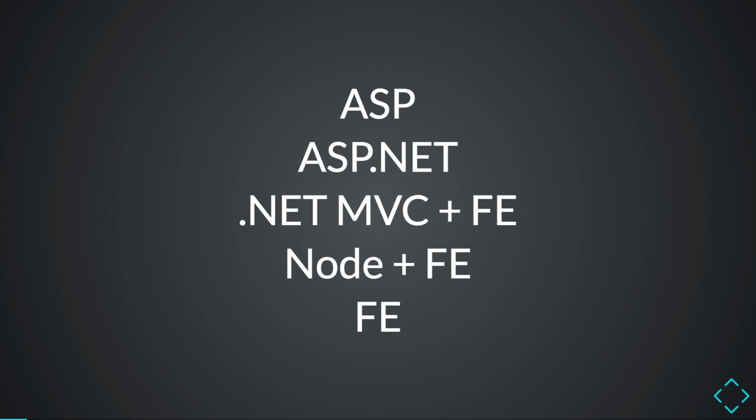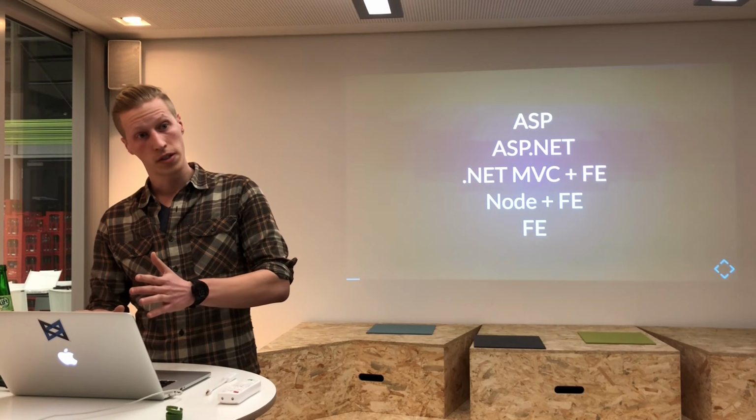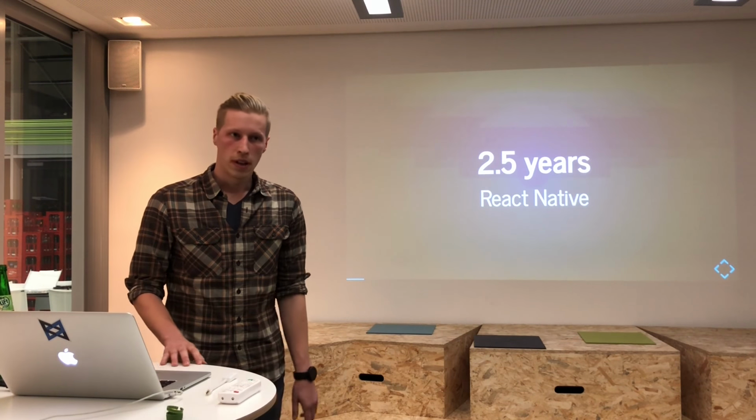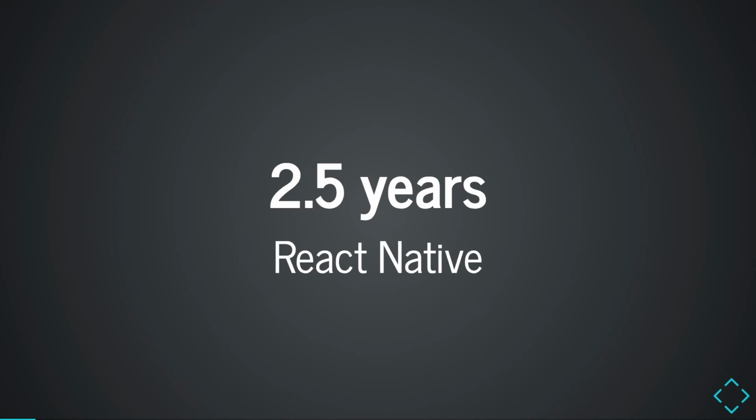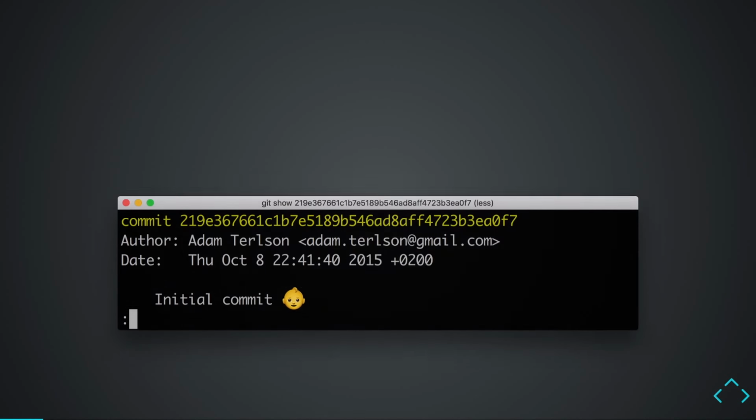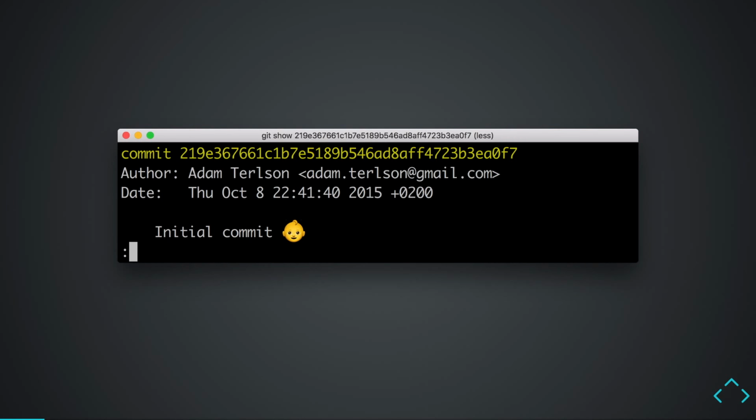So I started about 16 years ago building apps in ASP before graduating to .NET. Once REST became cool, I started building with ASP.NET MVC, building front ends in Backbone. Before also building with Node, and then moving exclusively into the front end. But for the last 2.5 years, I've been building exclusively with React Native. In fact, this is the first commit that I have with React Native code. Isn't it cute?